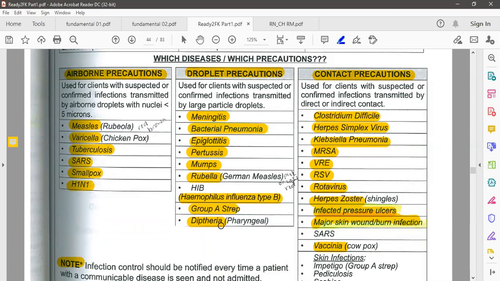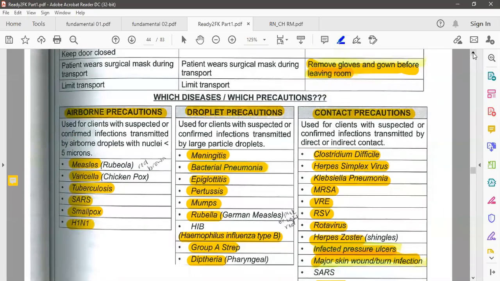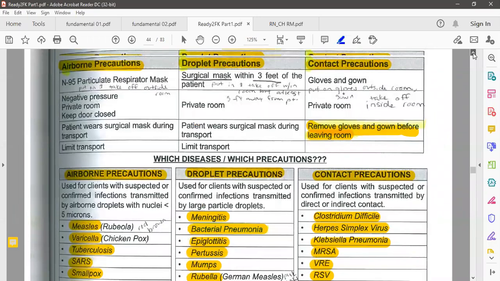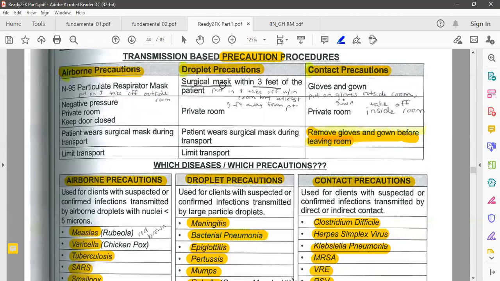Droplet precaution, most of them are communicable. So when you give service to the patient, it is better to keep a distance of at least 3 feet. So how many feet do you have to keep when feeding your patient? Like 3 feet, right? What about the door, open or closed? You can open the door. You do not need to close the door like airborne. So what are the precautions? Surgical mask if you give service within 3 feet. Private room like airborne. The patient wears a surgical mask during transport, and also limited transport.